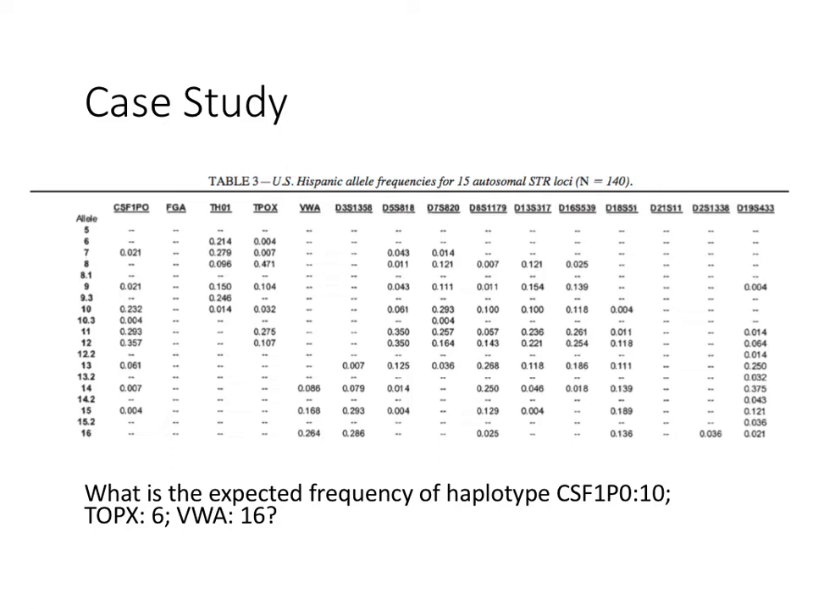Okay. So one of the exercises for today was this question. What's the expected frequency of individuals that carry all three of those haplotypes? Size 10 at CSF1PO, repeat number 6 at TPOX, and repeat number 16 at vWA. How do you do that? How do you approach this question? We did an example of it last class. How frequent is the first haplotype?